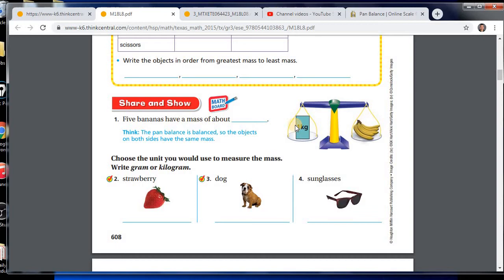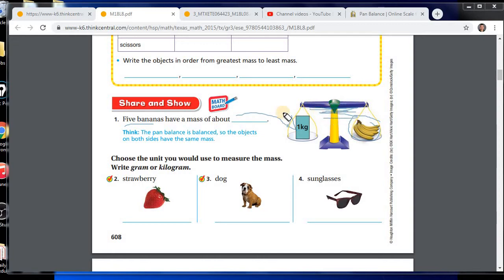So the next ones we're going to be looking at is this picture here. It's giving us information here. It says the pan balance is balanced, so the objects on both sides have the same mass. About 5 bananas have the weight of 1 kilogram. So we know that the 5 bananas have about what? About 1 kilogram. It weighs about 1 kilogram. It says it here, and you know that because this is balanced right here.